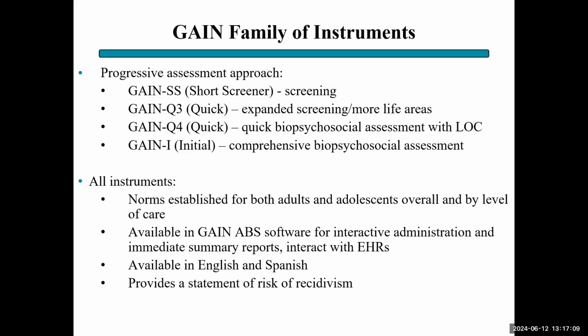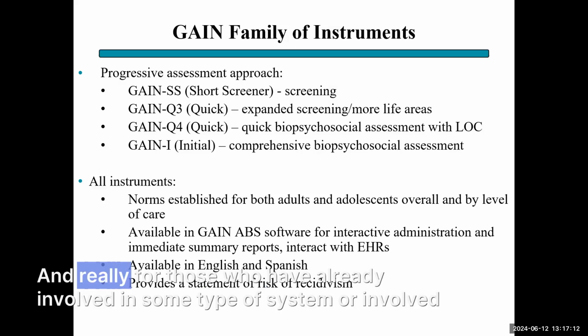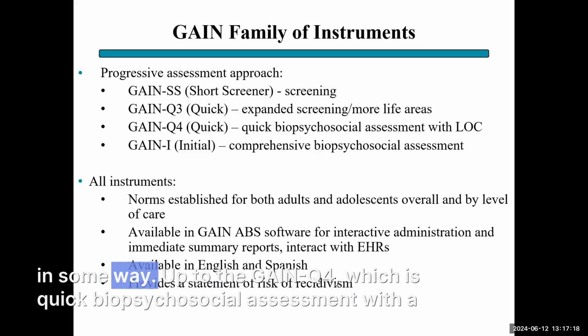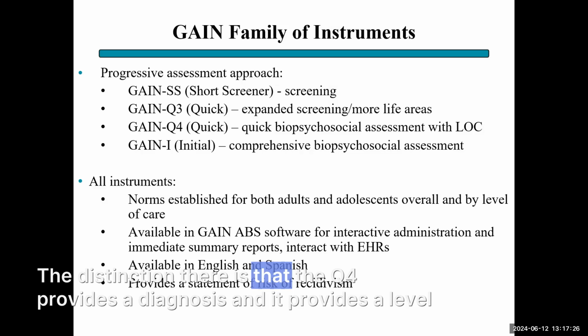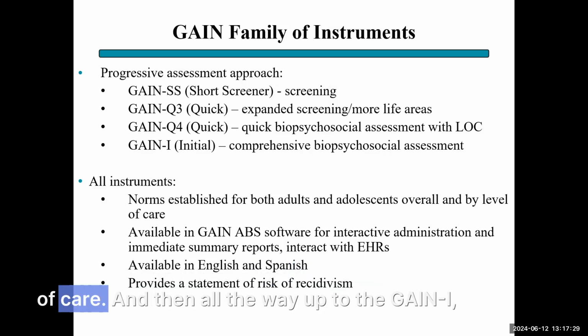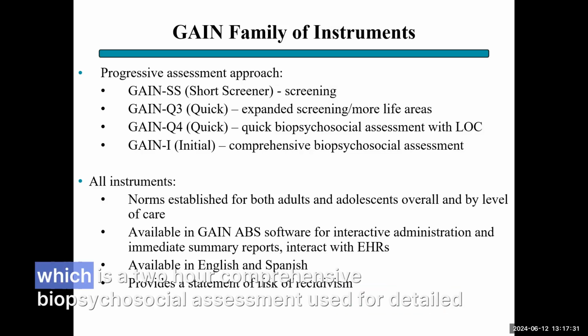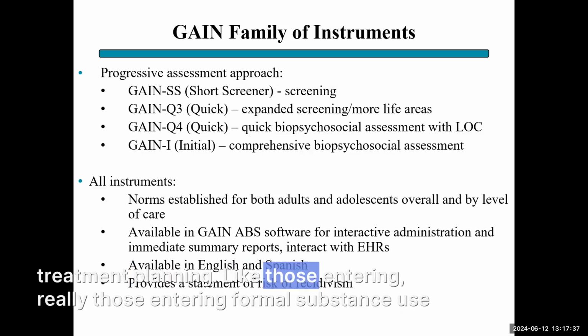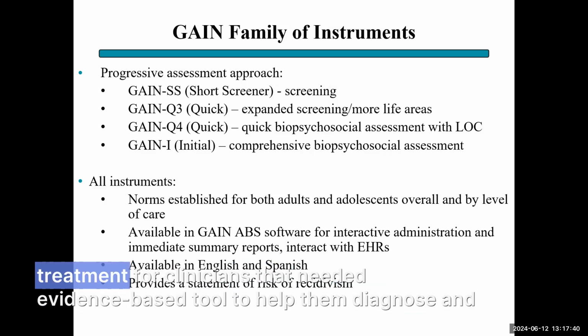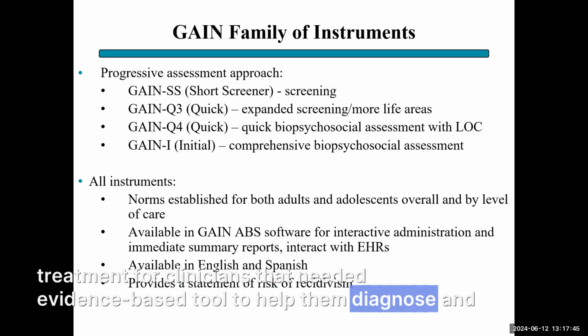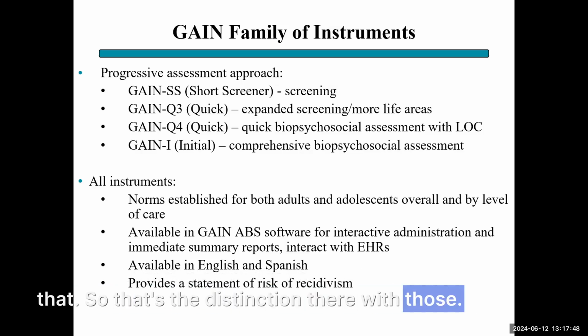Then up to the quick that you're going to be using, which is what we call an expanded screener. It covers more life areas, and really for those who are already involved in some type of system or involved in some way. Up to the GAIN Q4, which is a quick biopsychosocial assessment with a level of care. The distinction there is that the Q4 provides a diagnosis and it provides a level of care. And then all the way up to the GAIN-I, which is a 2-hour comprehensive biopsychosocial assessment used for detailed treatment planning, like those entering formal substance use treatment, for clinicians that need an evidence-based tool to help them diagnose and that. So that's the distinction there with those.